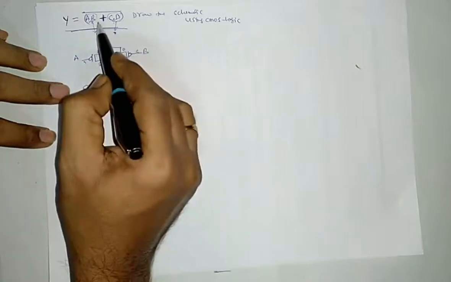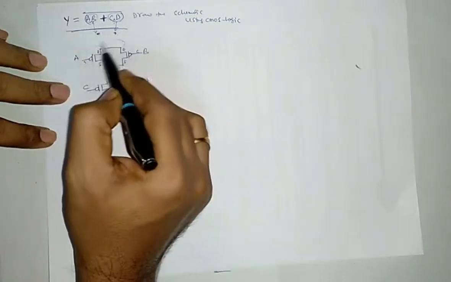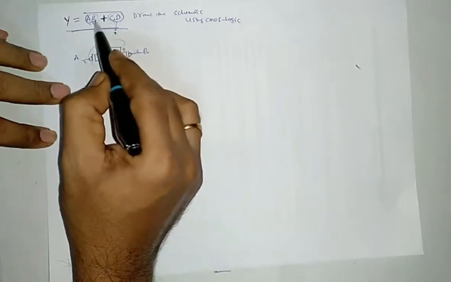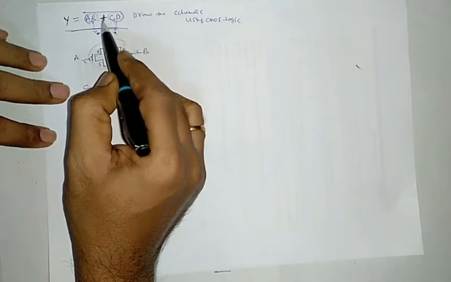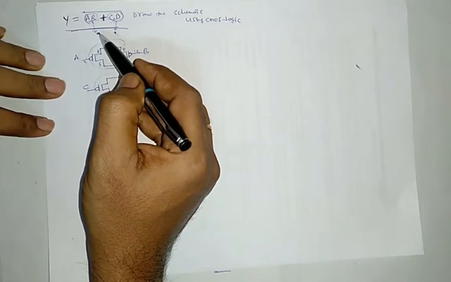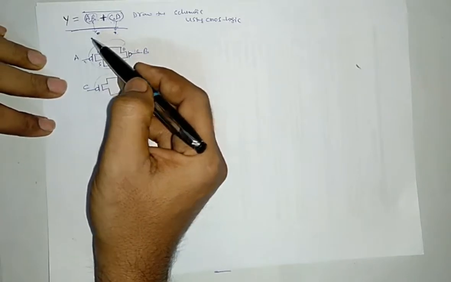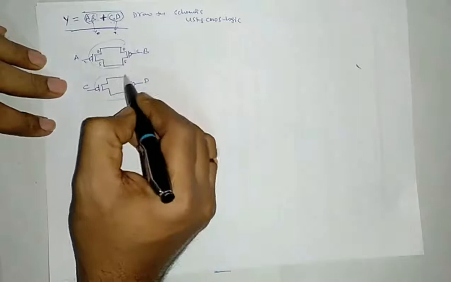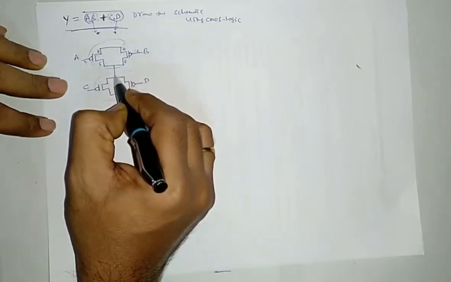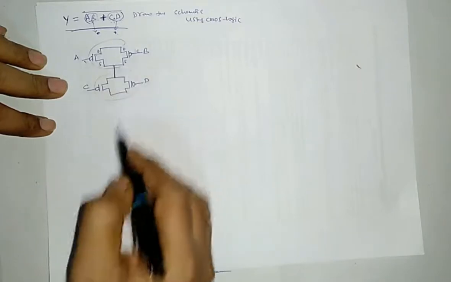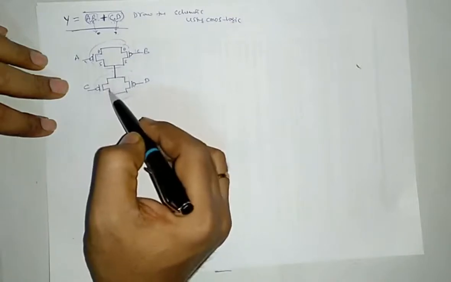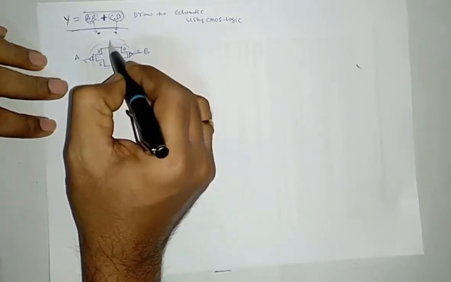Now, if you observe, this combination A and B, and this combination C and D, are ORed. That is a sum term. How to generate a sum term? If we connect PMOS transistors in series, they can generate a sum term. That's why this network should be in series. Series means from here to here you have to make an interconnection. Then this is AB or CD. So like this you have to construct.